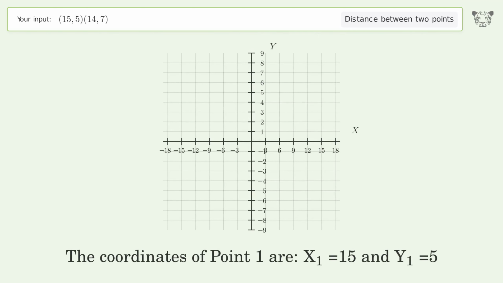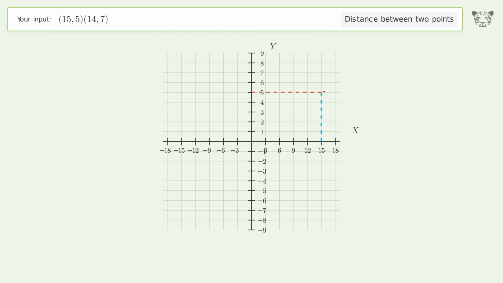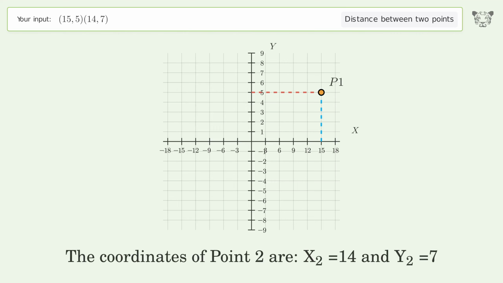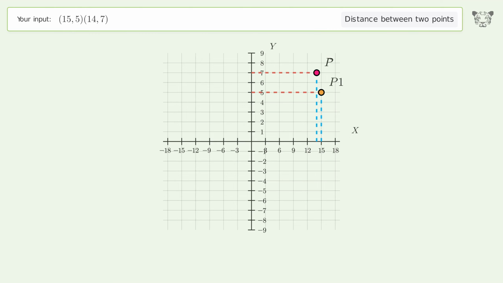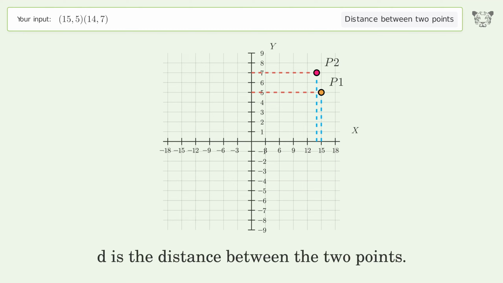The coordinates of point 1 are, x1 equals 15 and y1 equals 5. The coordinates of point 2 are, x2 equals 14 and y2 equals 7. D is the distance between the 2 points.